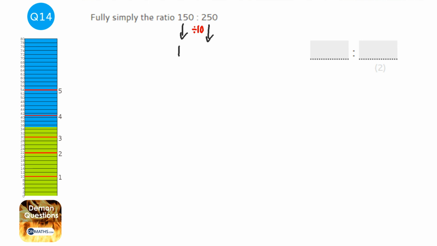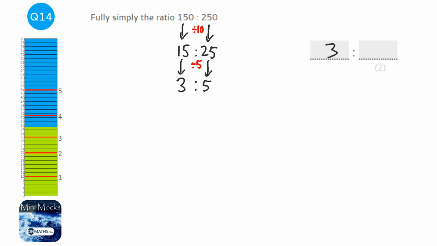So that's going to be 15 to 25. Now any number that ends in a 0 or 5 is in the 5 times table, so I can divide these both by 5 as well. So that's going to be 3 and 5. Now 3 and 5 are both prime numbers, and so it's just going to be 3 to 5. There's nothing more we can do.